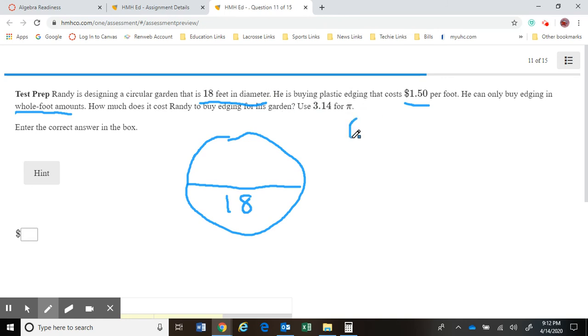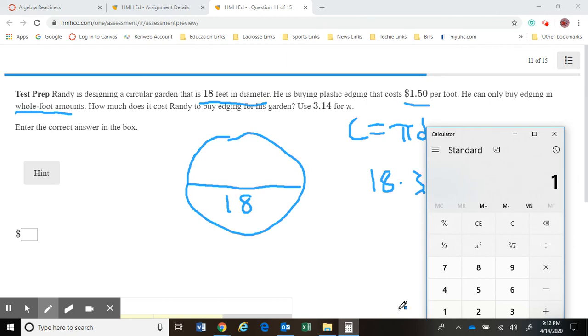So of course we know that circumference equals pi times diameter. So they already gave me the diameter. So of course I'm going to go 18 times 3.14. All right, so 18 times 3.14. That's 56.52.